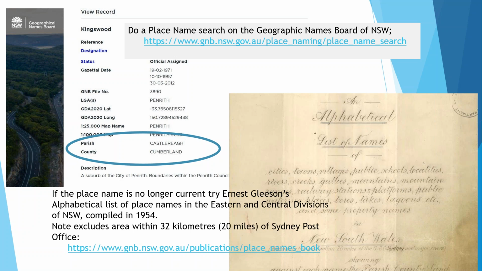Now, if the place name is no longer current, on the same website, the Geographic Names Board, is a fantastic publication by Ernest Gleeson called Alphabetical List of Place Names in the Eastern and Central Divisions of New South Wales. It was compiled in 1954, and look at that handwriting. It's all handwritten. It includes rivers, locations, lots of things. However, it does exclude the 32 kilometres around the Sydney Post Office.